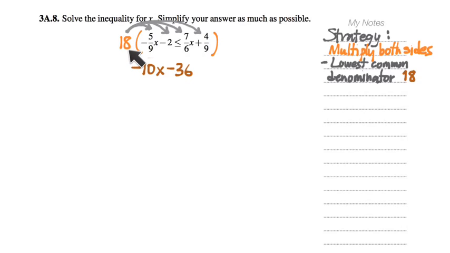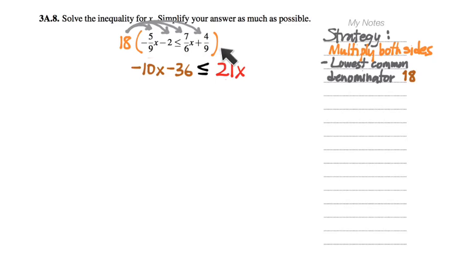Then for my third multiplication, 18 times 7 over 6, what's the efficient way there? Divide the 18 by 6 and multiply it by 7 over 1. 18 over 6 becomes 3 over 1, and 7 over 1 is 7. 3 times 7? 21. That has an x on it.